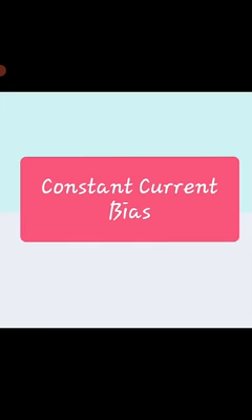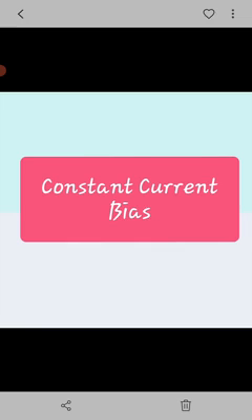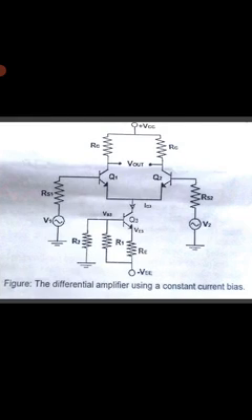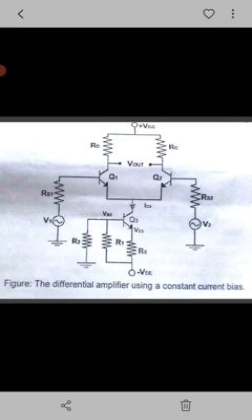Here constant current bias is used. Therefore, the emitter resistor used to establish the constant current in the differential amplifier is replaced by the resistive constant current bias circuit, as shown in this figure.